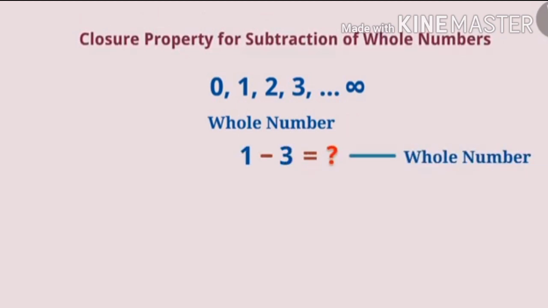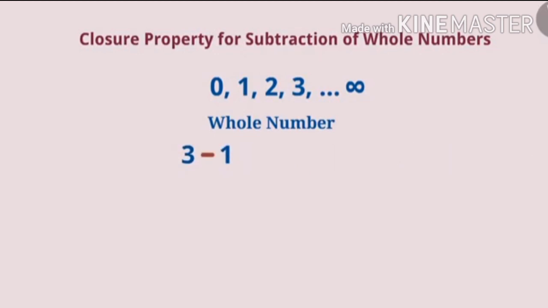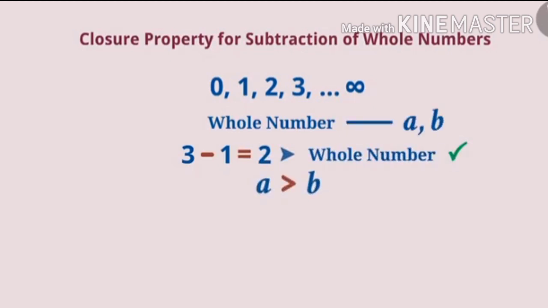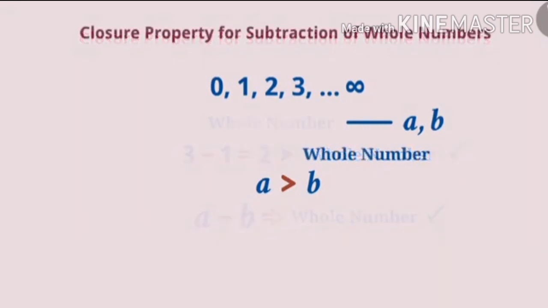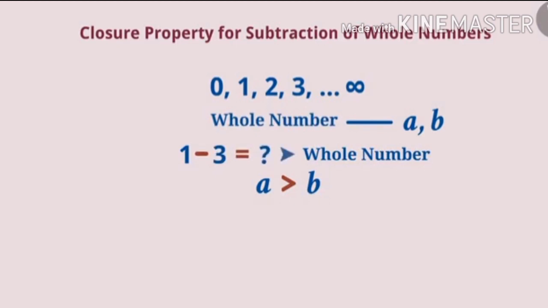Think about it. If we subtract a smaller whole number 1 from a larger whole number 3, then definitely we get a whole number 2. Therefore, if a is a larger number than b, then a minus b will be a whole number. But if we subtract a larger whole number 3 from a smaller whole number 1, the same is not possible. Therefore, if a is a larger number than b, then b minus a cannot be a whole number.